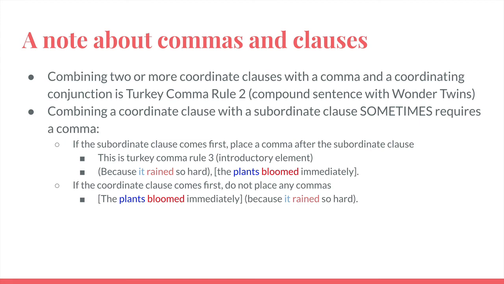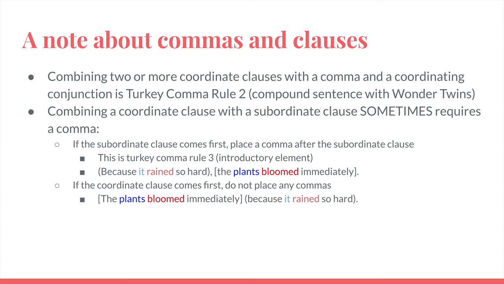If you combine a coordinate clause with a subordinate clause, sometimes you've got to put a comma in there, and it just kind of depends. If the subordinate clause comes first, you will always place a comma after that subordinate clause. It's turkey comma rule number 3 because that subordinate clause is always an introductory element. It's unnecessary fluff at the beginning of your sentence. For example, "Because it rained so hard, comma, the plants bloomed immediately."